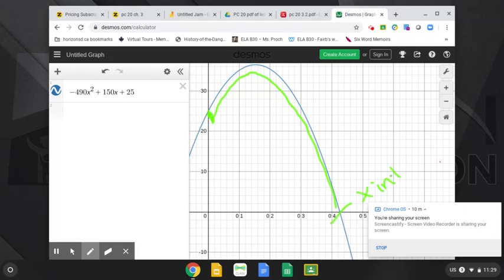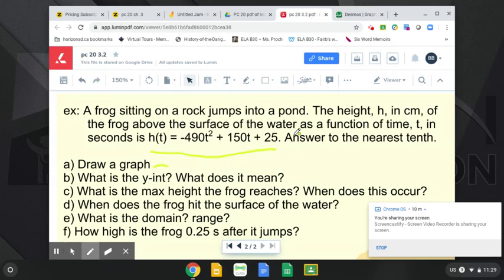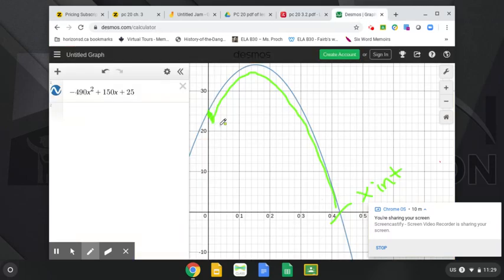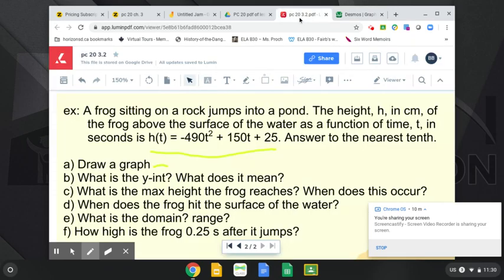So what we are going to do is see if we can find out some of this information. It says, what is the y-intercept and what does it mean? Well, the y-intercept here is where it crosses the y-axis. So if I were to find that, it would be at y equals 25. What that means is the frog is starting 25 meters above ground, so it might be on a little bit of a ledge. That's our initial height of our frog, so I'll write y equals 25 meters.